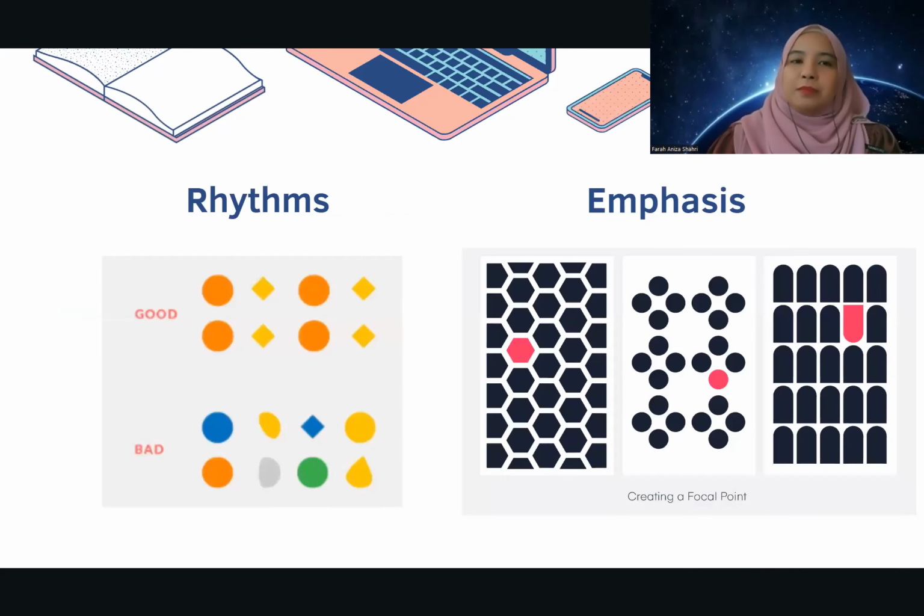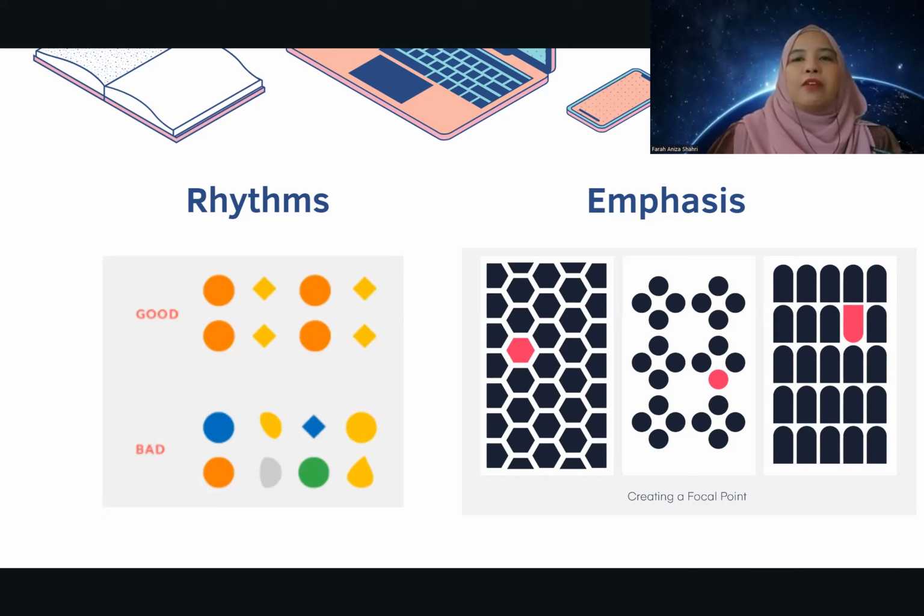And then we have rhythm. A good design will have good rhythm. For example, you only have several elements that are repeated together, compared to bad rhythm, where you just try to jumble in lots of different sizes, lots of different colors, and they look like they all don't belong together. They look messy, at least for me.